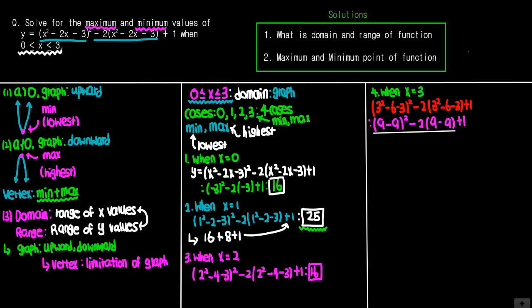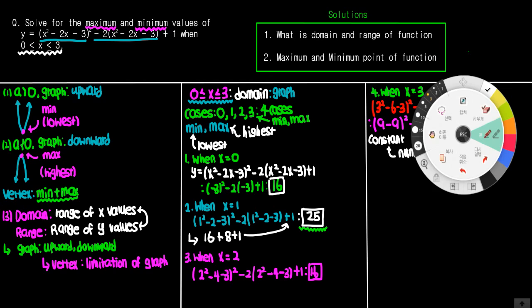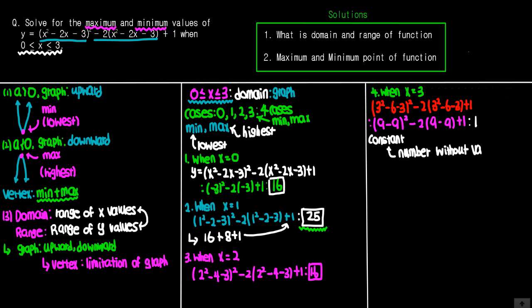Which means the output of our function will be positive 1, which is the constant without any variables. And if you don't know the definition of a constant, it means it is a number without any variable. That is what the constant means.